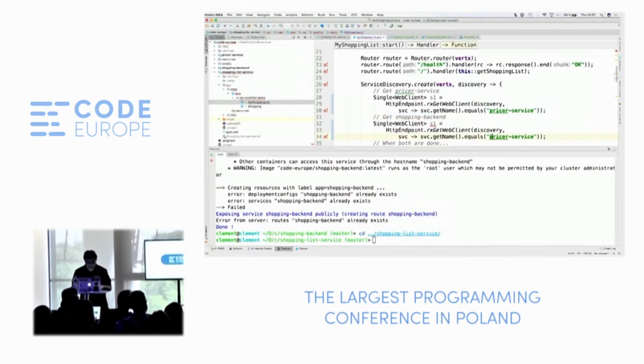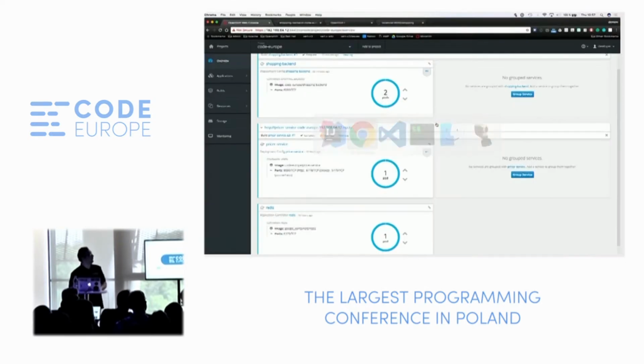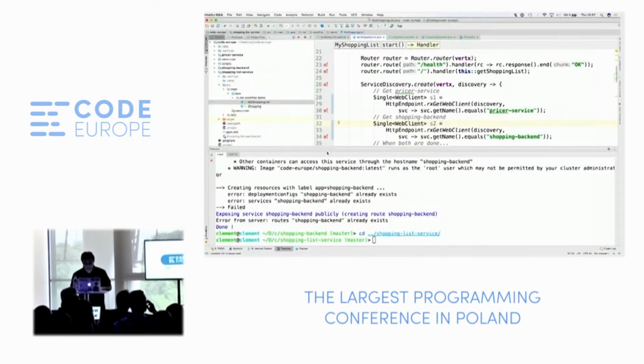Okay, and that is going to be S2. Always use meaningful variable names, right? Or do I get those names? That's the name inside my Kubernetes service registry. So this one and this one here. And as it's an HTTP endpoint, I'm just using HTTP endpoint. And the web client is just an HTTP client for Vert.x.